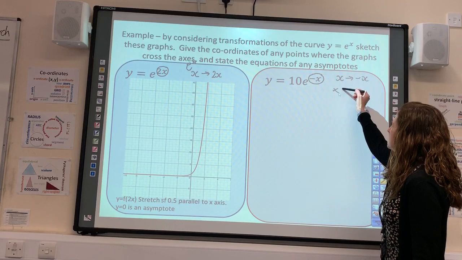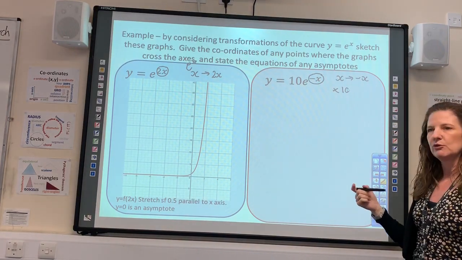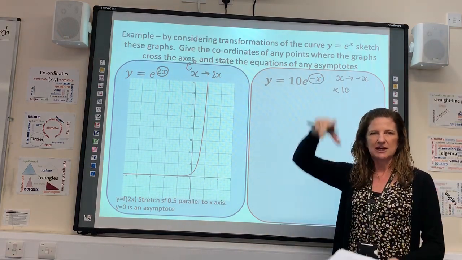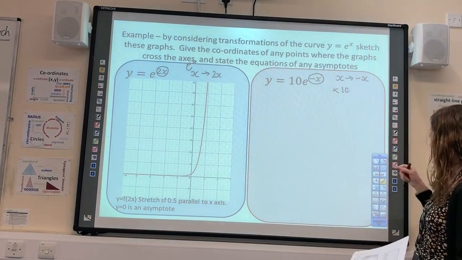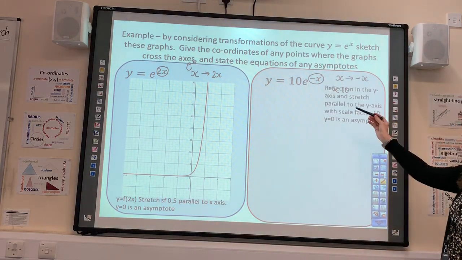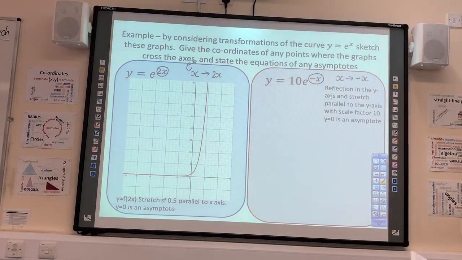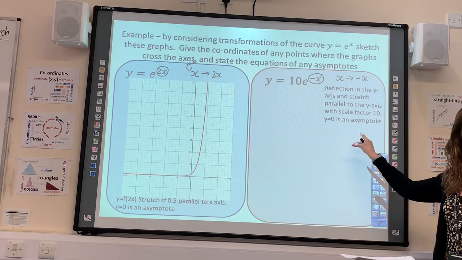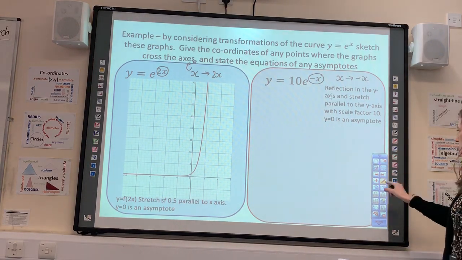What does a times by 10 do? Well, think about it. Times by 10 is timesing all of the y coordinates by 10, so that is going to take it and stretch it in the direction of the y-axis by a scale factor 10. Okay, so two things going on there. Reflection in the y-axis and a stretch parallel to the y-axis with scale factor 10. My asymptote hasn't moved for this one. All right, so I would still state that y=0, or the x-axis is an asymptote.